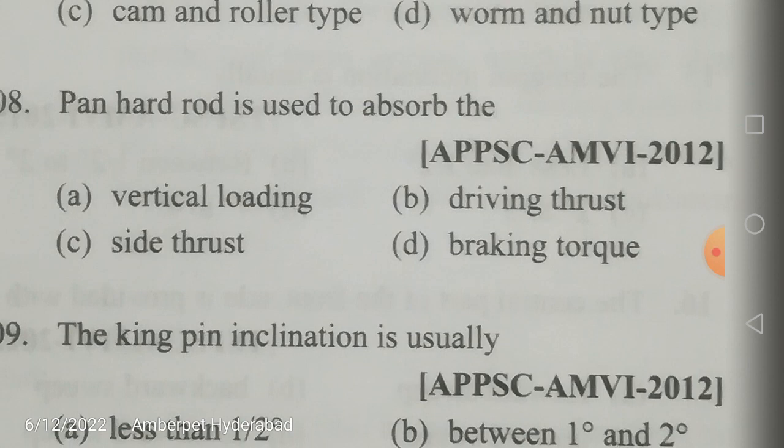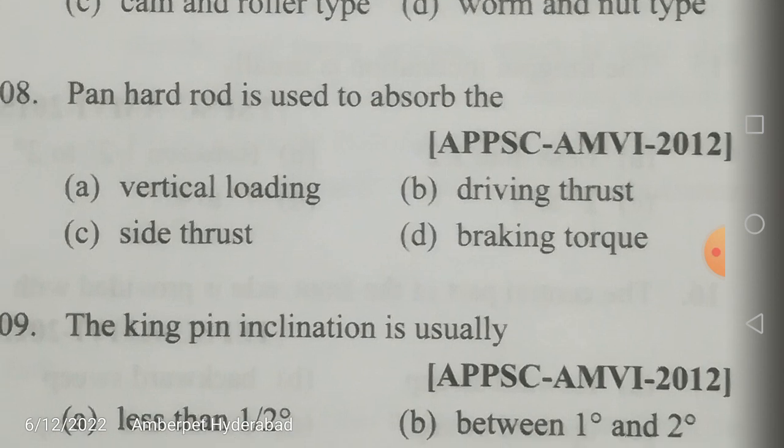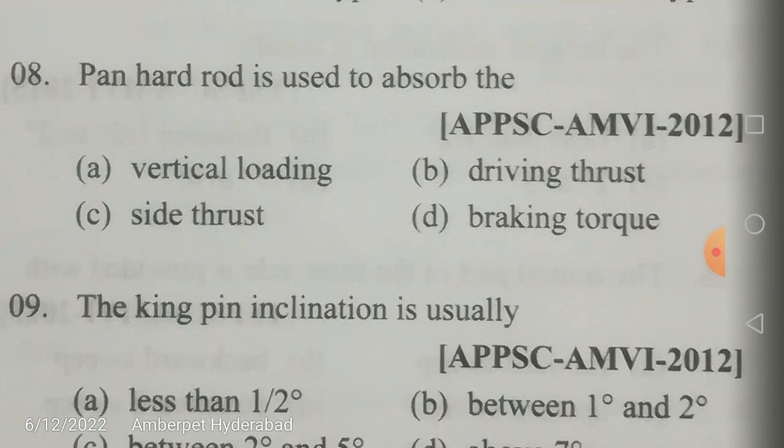Side thrust due to the cornering when your vehicle is taking a turn. Then braking torque comes from the engine power or when you apply brakes. Normally your wheels roll because of the power from the engine. But when the brakes are applied, braking torque is applied, which is going to bring the wheels to a stop.